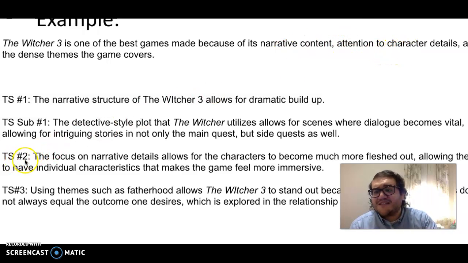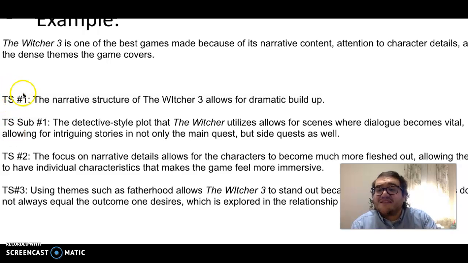Let's look at my topic sentence number 2. The focus on narrative details allows for the characters to become much more fleshed out, allowing them to have individual characteristics that make the game feel more immersive. So now I'm deciding to move on to reason B with my body paragraph C.